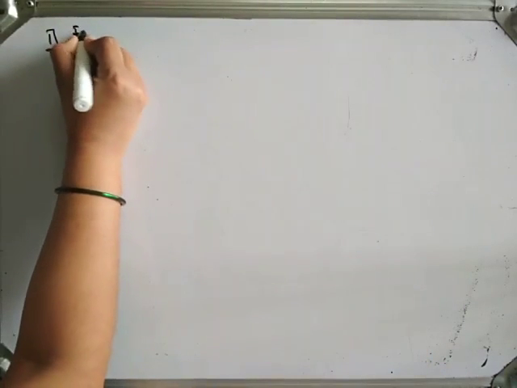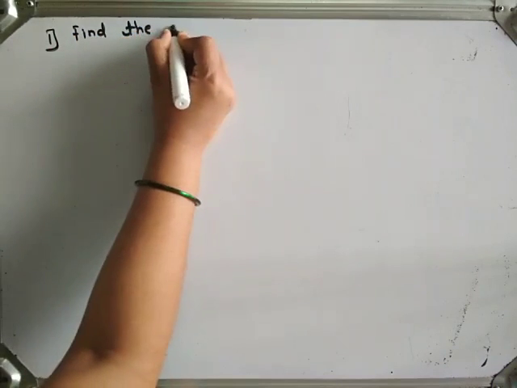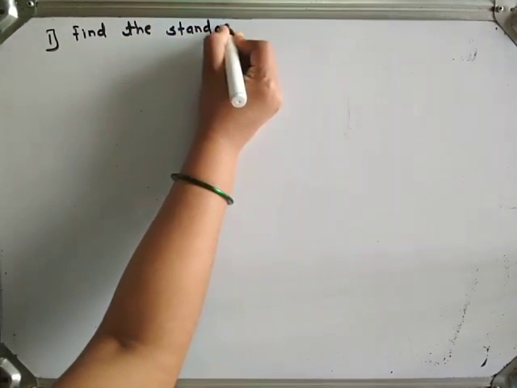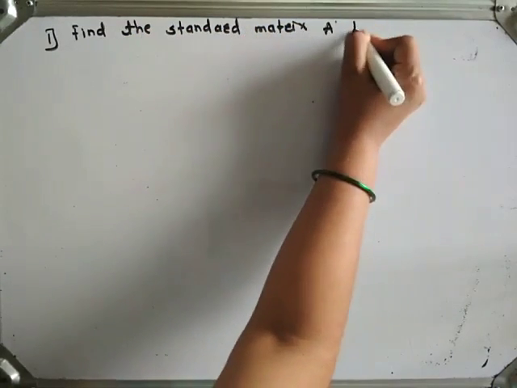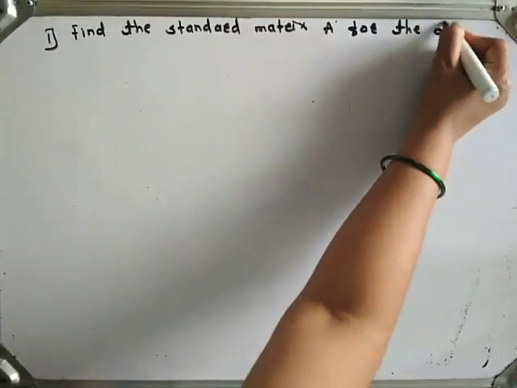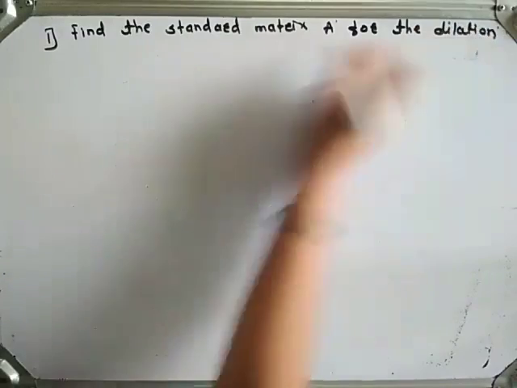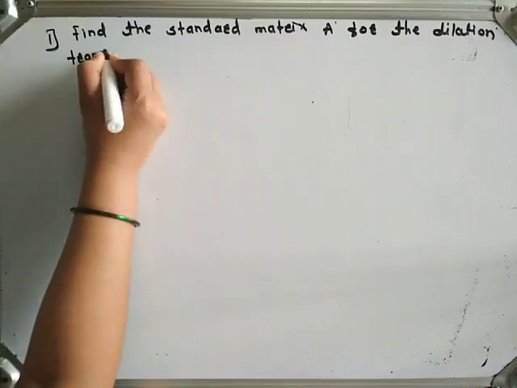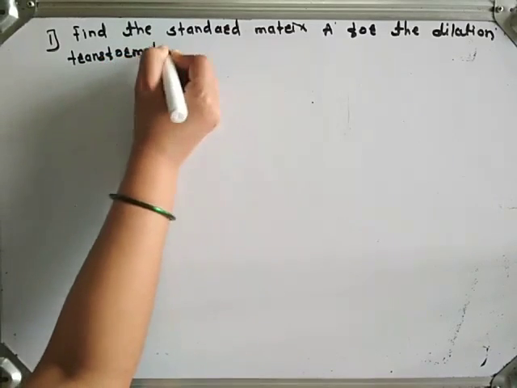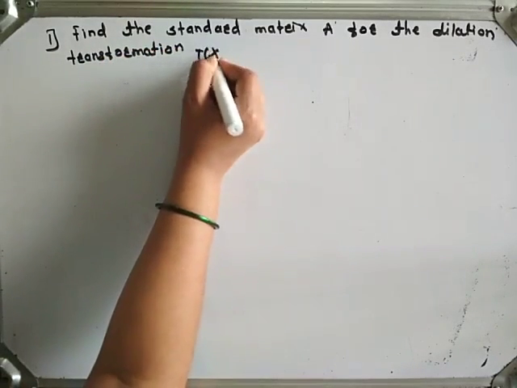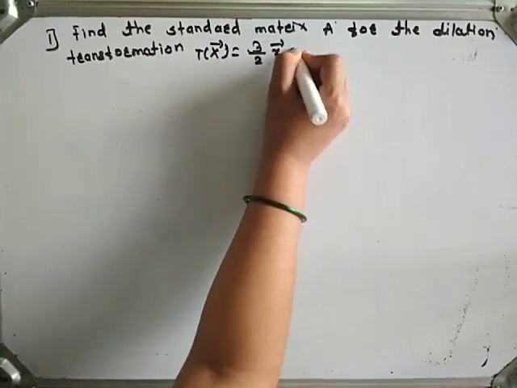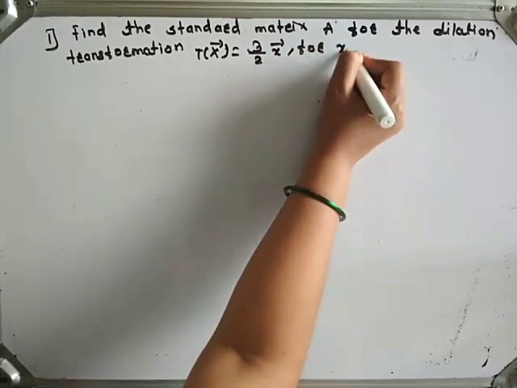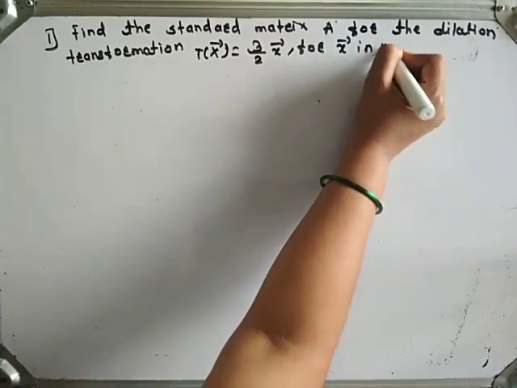Let us take some examples. First example is find the standard matrix A for the dilation transformation T of x bar is equal to 3/2 into x bar for x bar in R2.